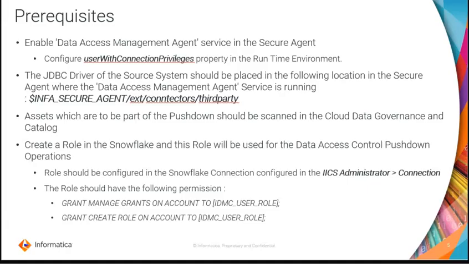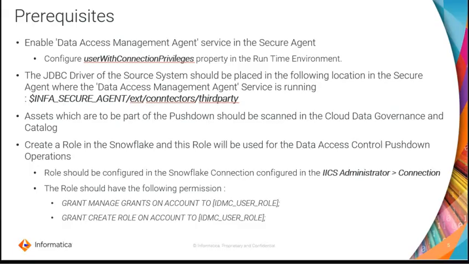The following are the prerequisites. Enable the data access management agent service in the Secure Agent. Configure a user with the connection privilege property in the runtime environment. The JDBC driver of the source system should be placed in the following location in the Secure Agent where the data access management service is running. It should be placed in the Infa Secure Agent folder, ext, connectors, third party directory.